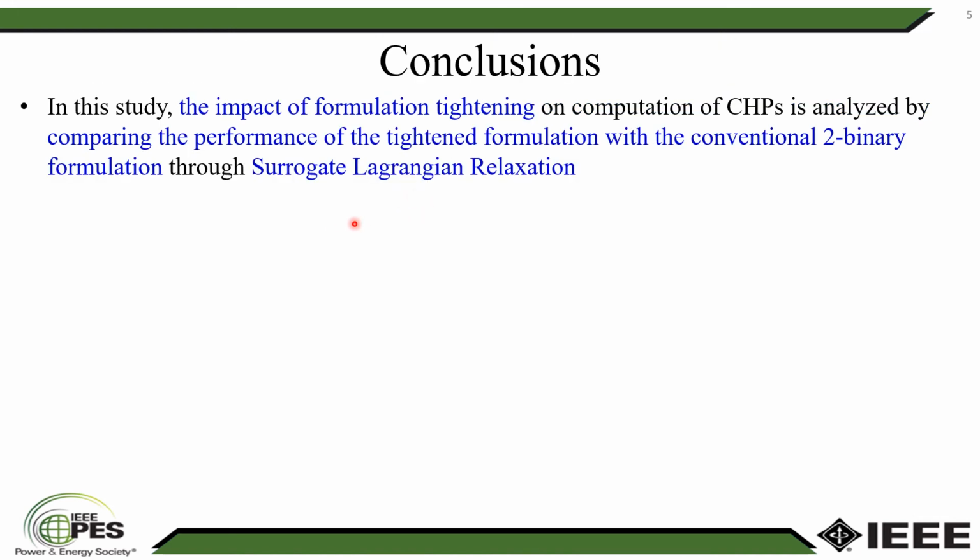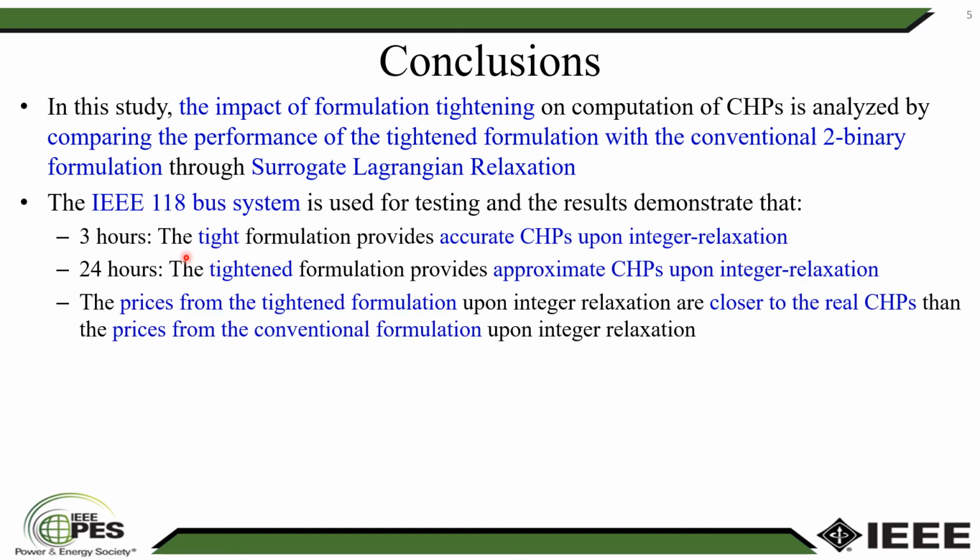Conclusion. In this study, we analyzed the impact of formulation tightening on computation of convex hull prices. We did so by comparing the performance of our tightened formulation with the conventional two-bin formulation and solving both formulations by surrogate Lagrangian relaxation. The testing was done on an IEEE 118 bus system, and the results show that for a 3-hour example, tight formulations can give us accurate convex hull prices upon integer relaxation. Whereas for the 24-hour example, the tightened formulation gives us approximate convex hull prices upon integer relaxation.